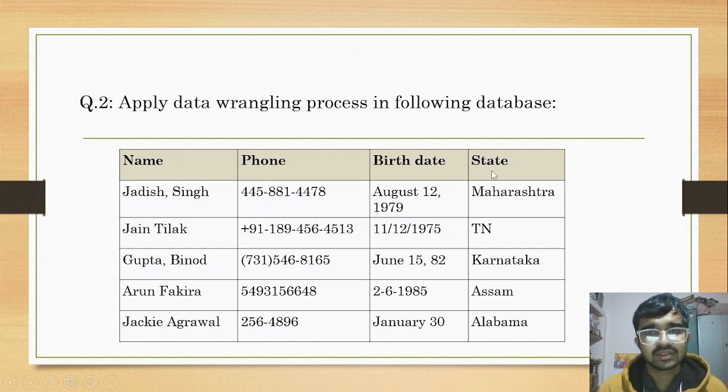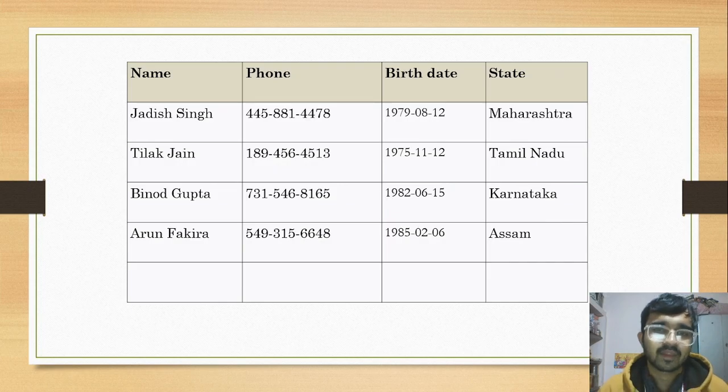And in the birth date field also, all are using different types of date formatting. And in the state field there is not much problem, but what does TN mean? Is it Tamil Nadu or something else? We have to classify this also, or we have to correct this also. So let's perform some data wrangling process on this given database. After performing the data wrangling process, we have created this database.